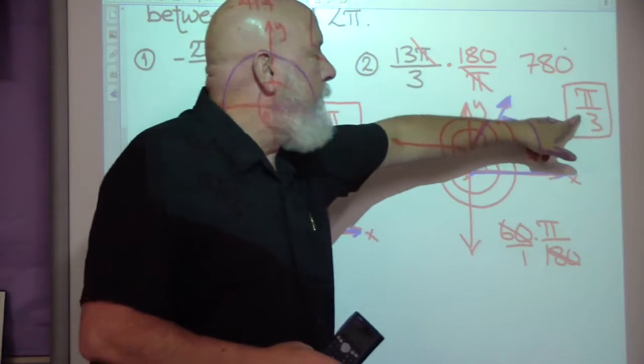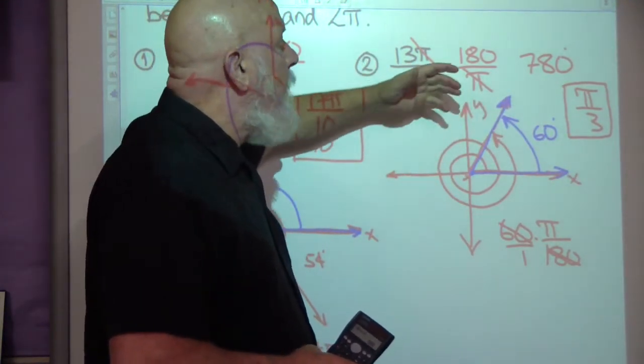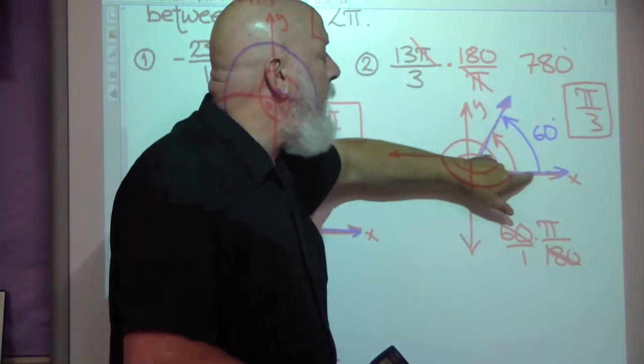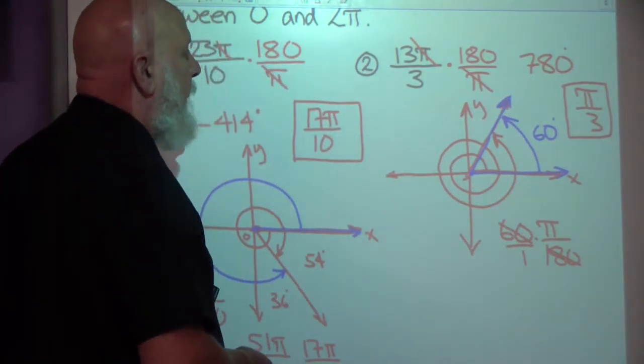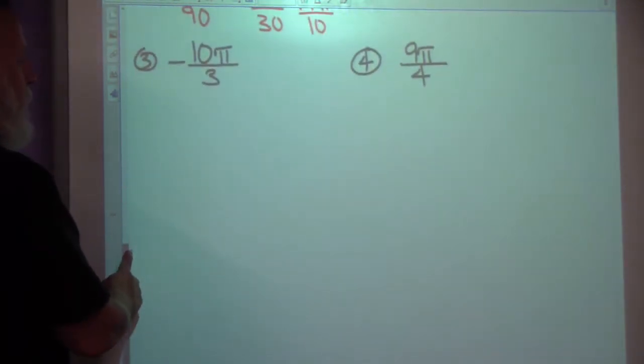There's my angle. There's a coterminal angle to this angle. And it's between 0 and 2 pi. And that means it's not more than one rotation. 2 pi radians is a full rotation. It's 360 degrees. All right, let's do two more.